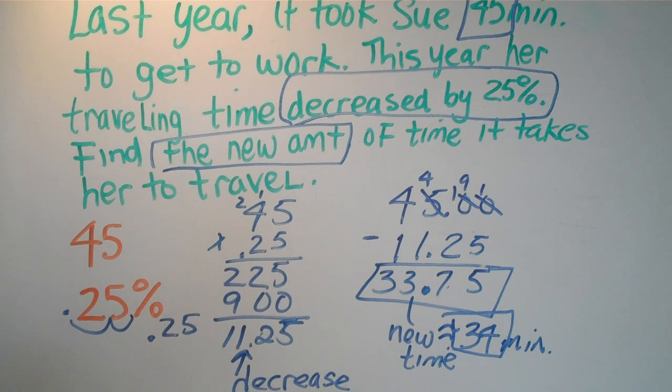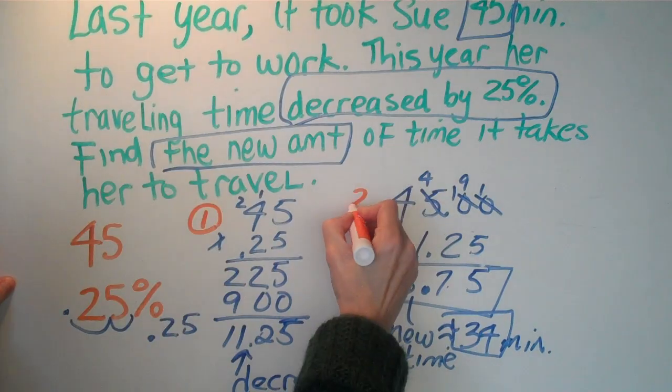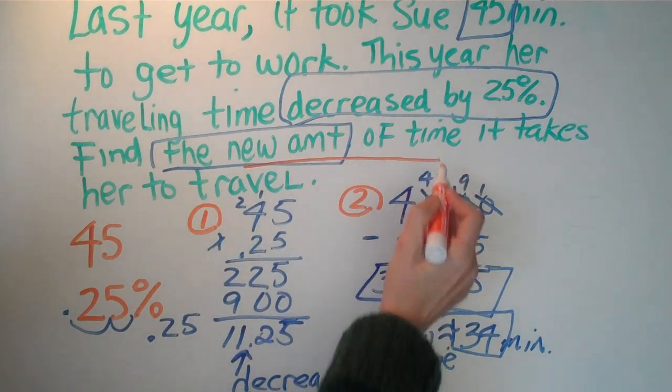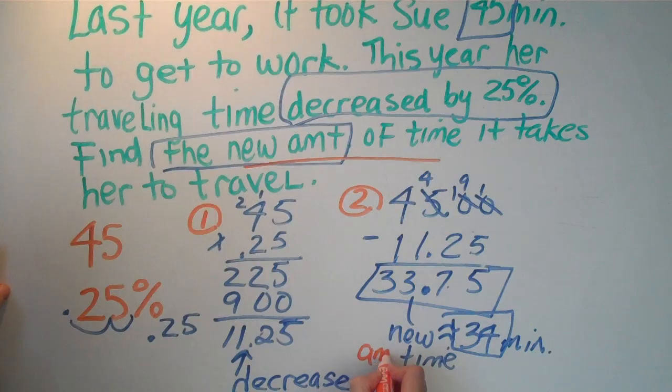Pretty straightforward. You start with an original number. You don't forget to change that to a decimal. You don't forget that this is only the decrease, only one part of the step. There are 2 steps here. We had to do this step first, and then we had to do this step to find the new amount or the new time. So this is the new amount of time, right?